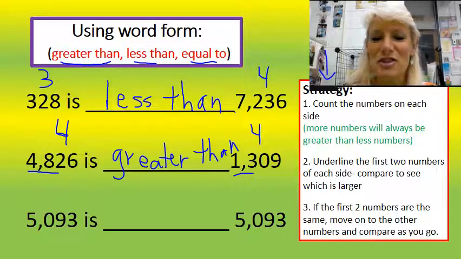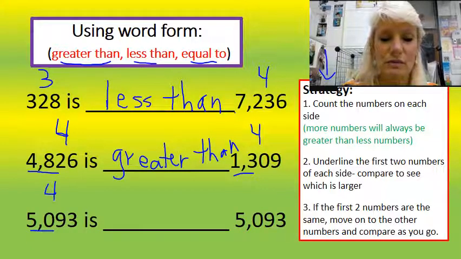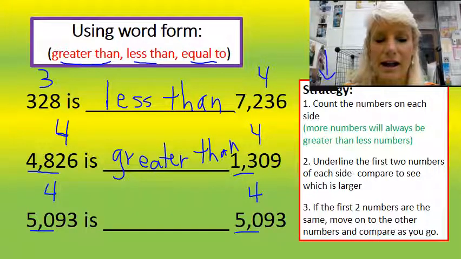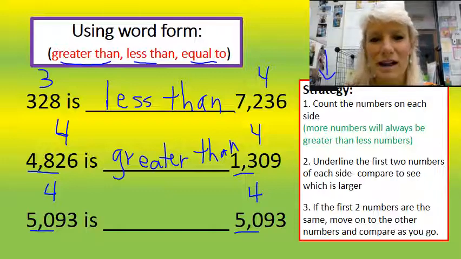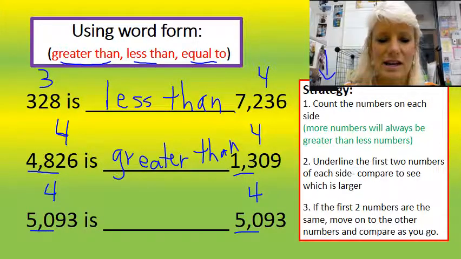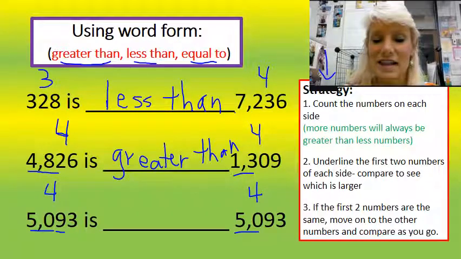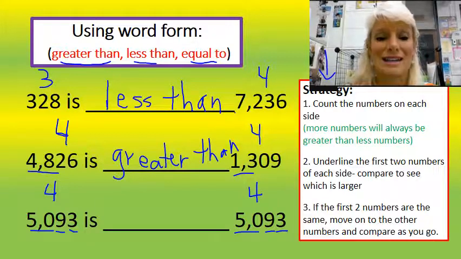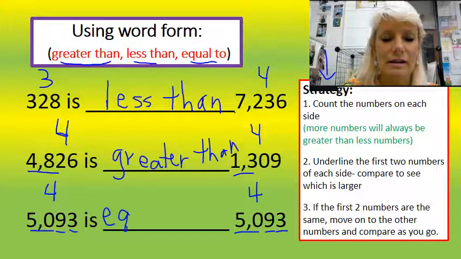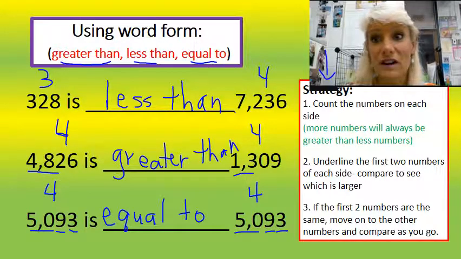I'm going to go ahead and use my third strategy here. If the first 2 numbers are the same, so look, here's my first 2 numbers. First of all, I would find out they both had 4. Then I look at my next 2 numbers. All right, I have 50 and 50 because that tells me I have 5 in the thousands place and none in the hundreds. Then I go to the next number. I have 9 in the tens and 9 in the tens, so I'm comparing each value. The next one is 3 in the ones and 3 in the ones on this side as well. That tells me that these numbers are exactly equal. So I would say that 5,093 is equal to 5,093.